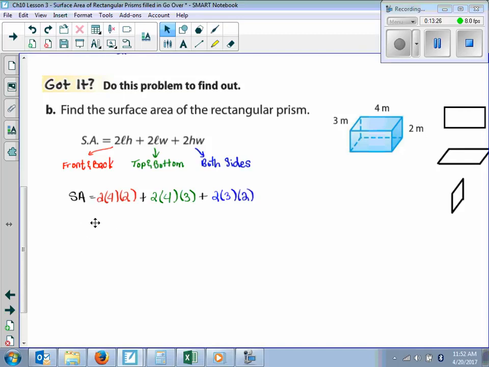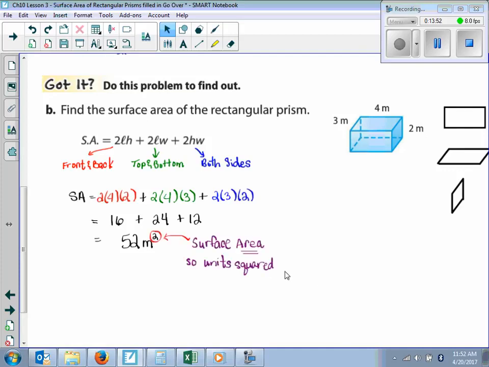So the surface area is equal to 2 times 4 is 8 times 2 is 16. Then 2 times 4 is 8 times 3 is 24. And then 2 times 3 is 6 times 2 is 12. So now you just add all of those together and you get 52 meters squared. Is everybody clear? And of course, just as a reminder, this is surface area. So my units are units squared.